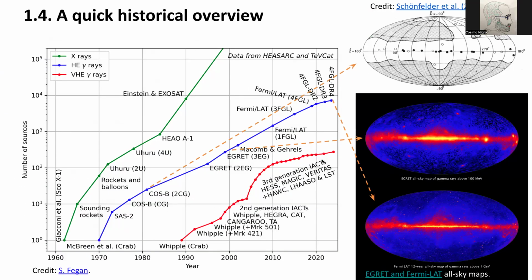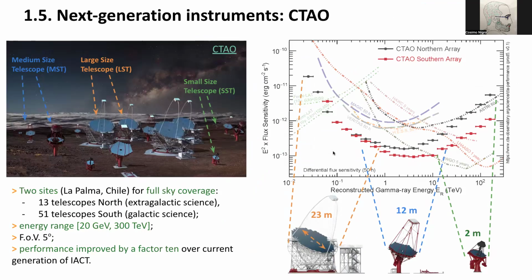Okay, so due to their technical nature, and also due to the fluxes that very high energy instruments measure, we didn't detect nearly as many sources as Fermi-LAT. We are stuck around 200, 300 sources, let's say. But this will change with the next generation of very high energy gamma ray instruments. I will briefly mention them, and I will not enter into technical detail.